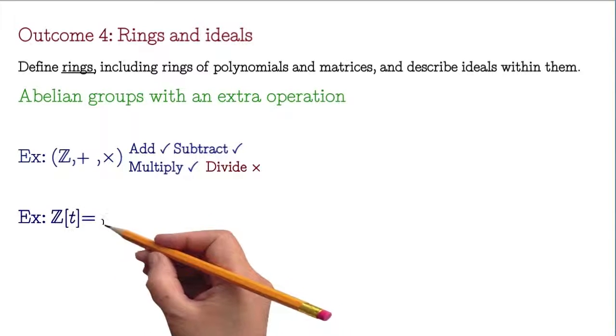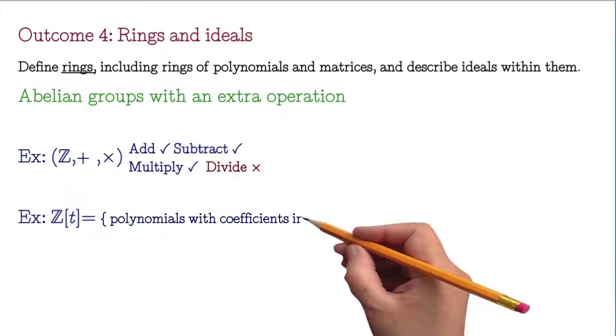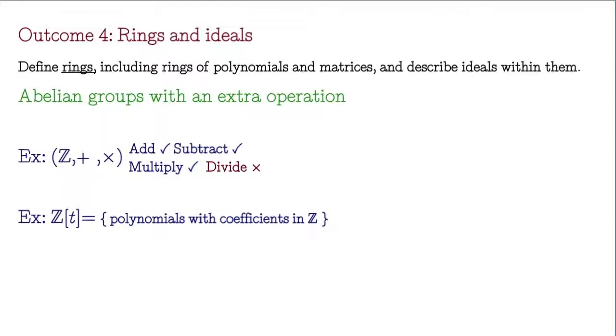We can also look at examples like rings of polynomials. Let's consider the set of all polynomials that have integer coefficients. That's going to form a ring, again under the same operations of addition and multiplication of polynomials.